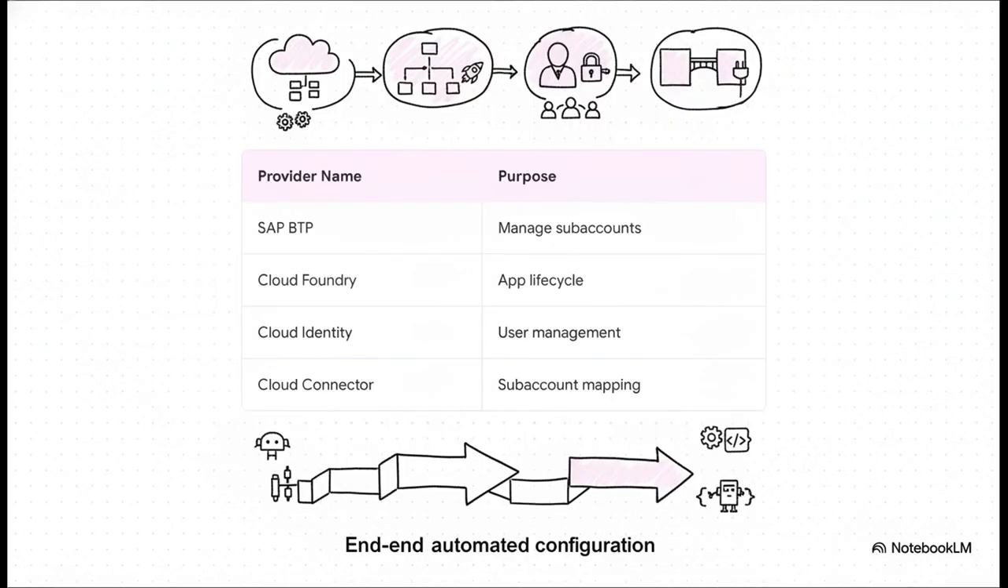And SAP's specific approach here is actually really smart. It relies on a brilliant separation of concerns. You don't just get one massive, tangled, confusing provider. Instead, they break it down. You've got the SAP BTP provider for managing your subaccounts and entitlements. Then there's a dedicated Cloud Foundry provider for app lifecycles, a Cloud Identity Service provider for users, and even a Cloud Connector provider. It's like a giant puzzle where you get to mix and match the exact pieces you need for a complete end-to-end automated configuration.